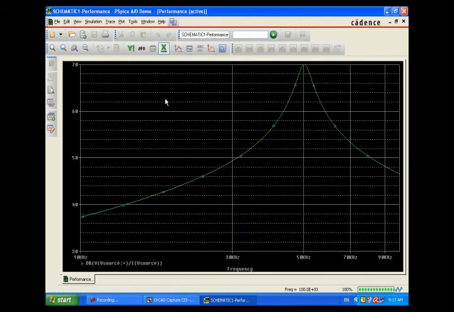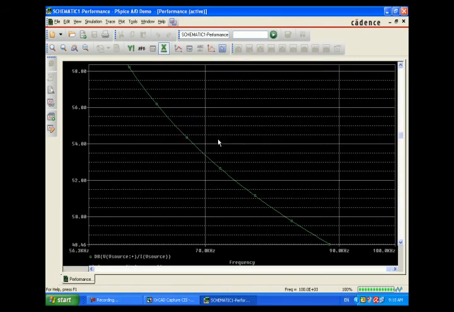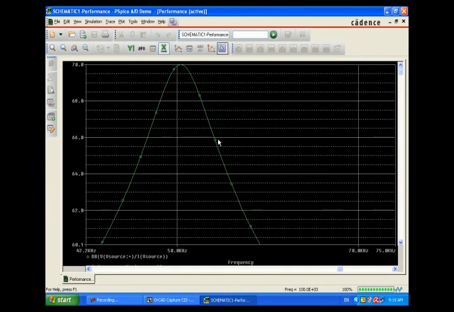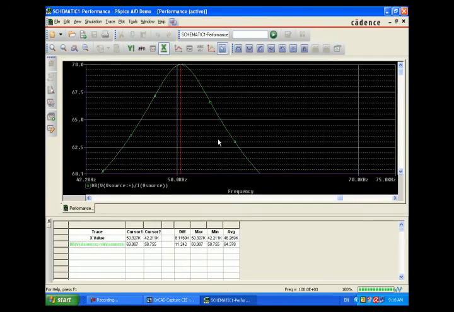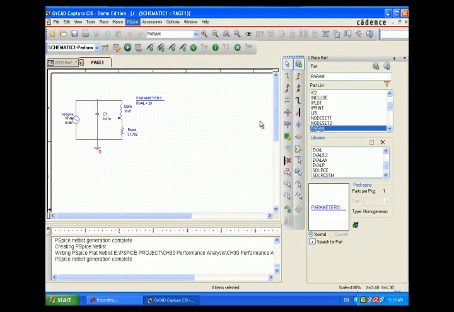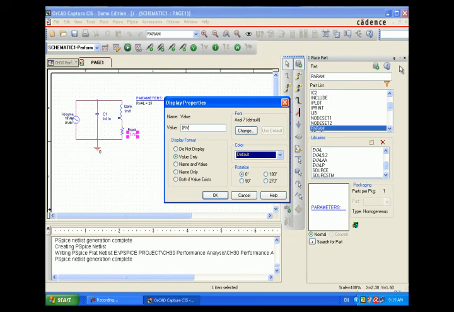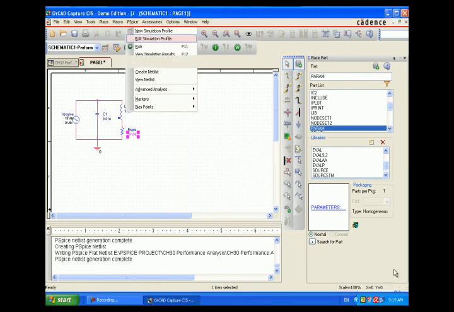Same thing, dB of source plus, source minus. Now we found the stress test. That's nearby 70 kind of. Take out the real part.